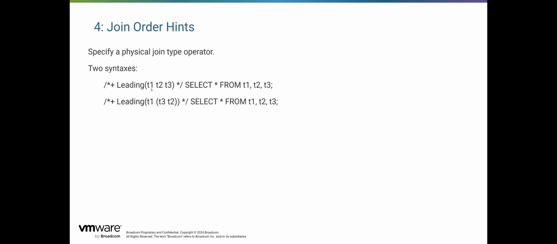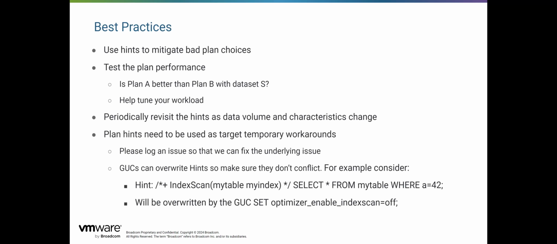Can you explain the difference between this one and this one? So one is a left tree, a one-sided tree. The other one is a bushy tree. So is this saying join T1 to T2 and then join that to T3? This one is saying join T1 to T3, join T2. First join T3 and T2 and then join T1. Yeah, correct. So you can be flexible like that. Correct. Okay. All right. Best practices.